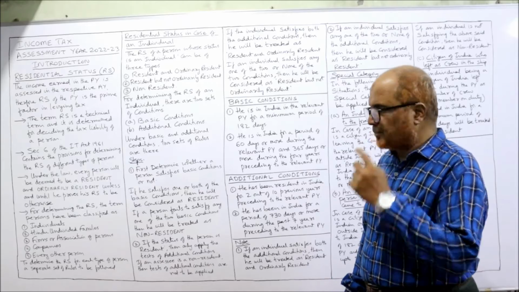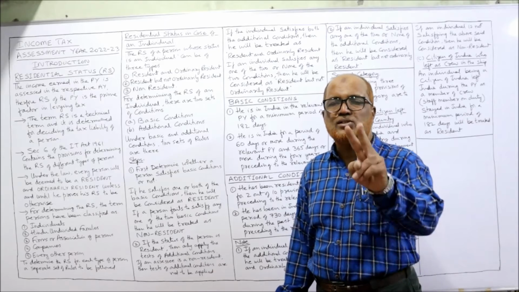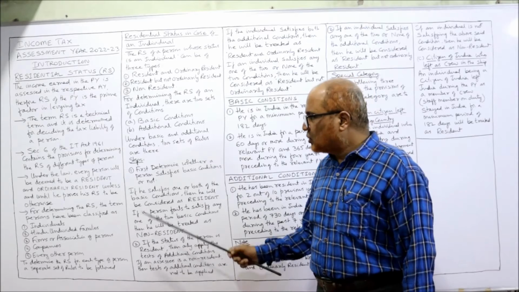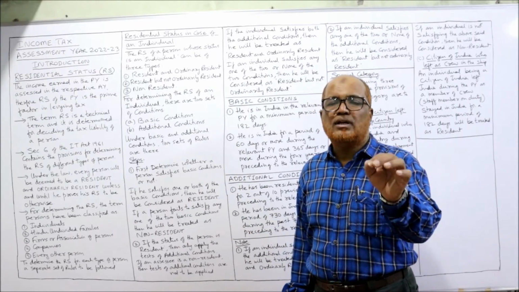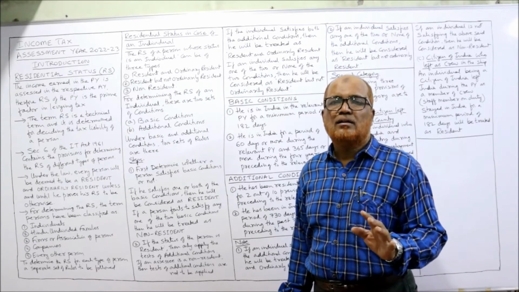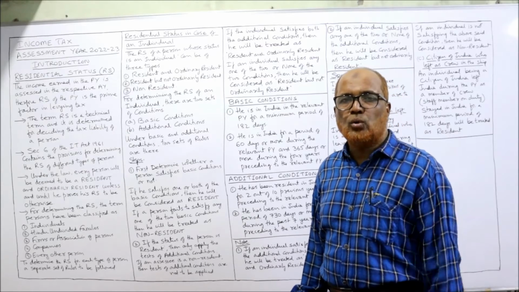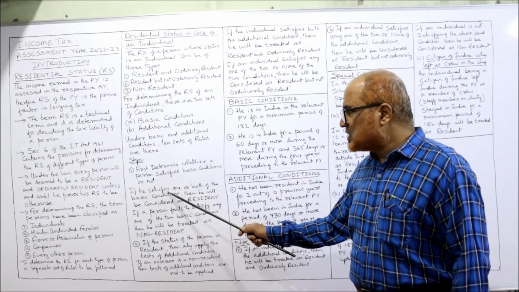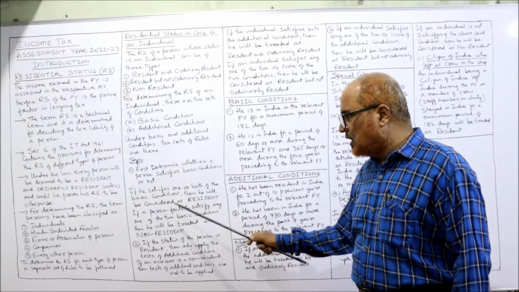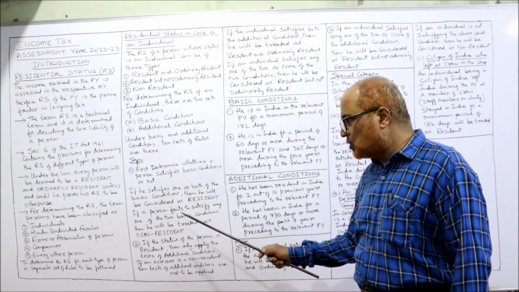Step 1. First step. First, determine whether a person satisfies basic conditions or not. 2 sets of conditions are there, basic and additional. First, we have to check basic conditions. So, step number 1, we have to determine whether the individual assessee is satisfying the basic conditions or not. How many rules are there in basic conditions? 2 rules. If he satisfies one or both of the basic conditions, then he will be considered as resident. If a person fails to satisfy any of the 2 basic conditions, then he will be treated as non-resident.